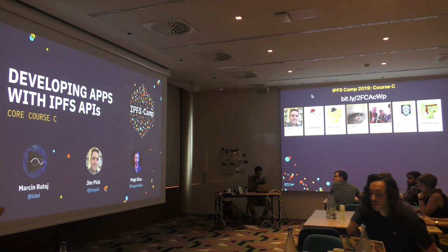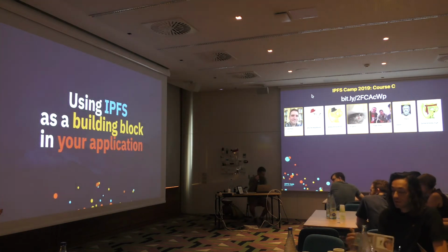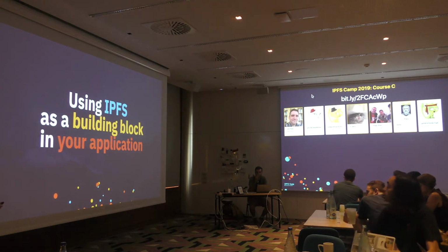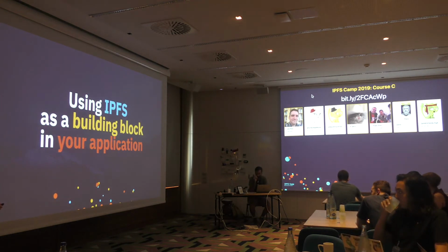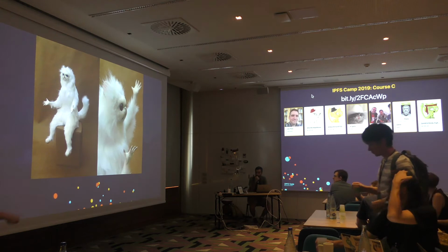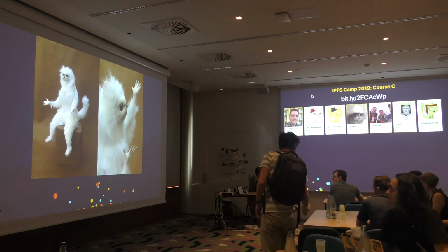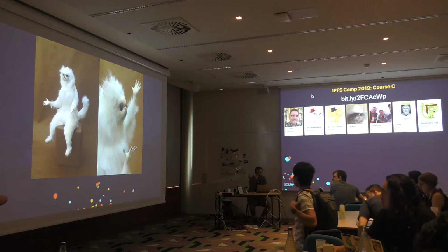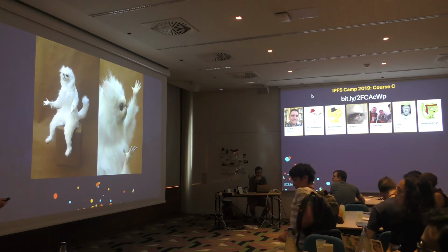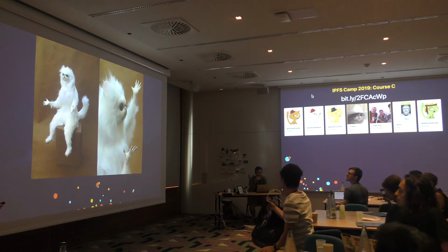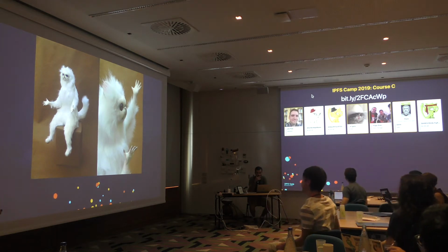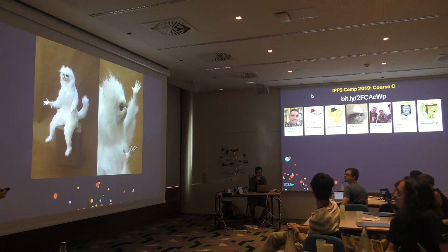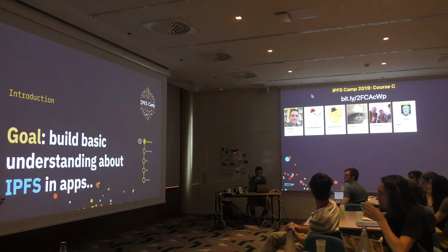Developing apps with IPFS APIs. We want to think about using IPFS as a building block in your application. And we got an application right there. It's a very simple application. It shows you peers that are connected, that have this page loaded. And you've got some files, you have pictures, you've got some data about each peer that's connected to that board. So how do we build a simple app like that?